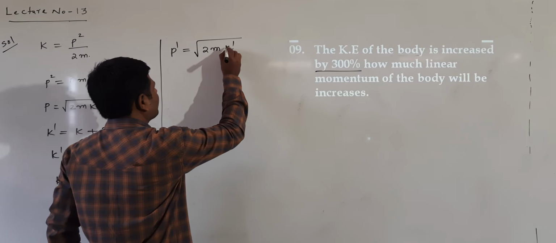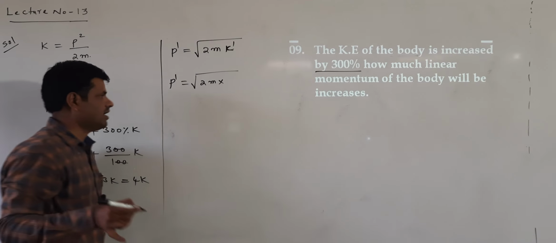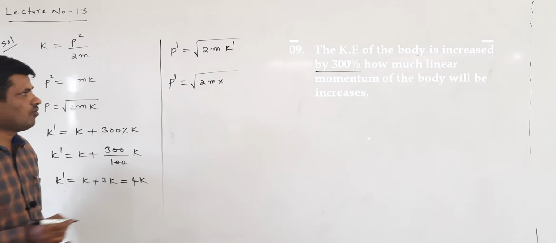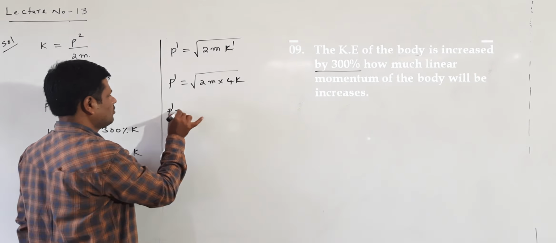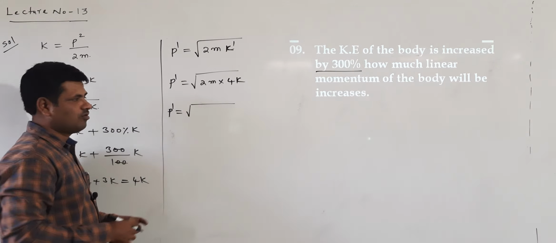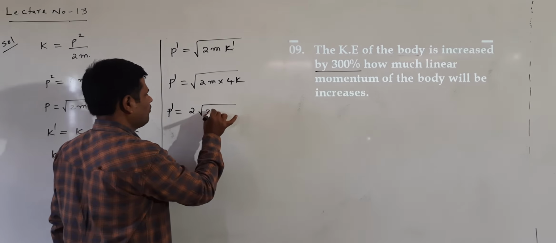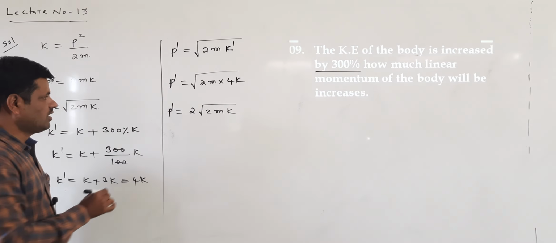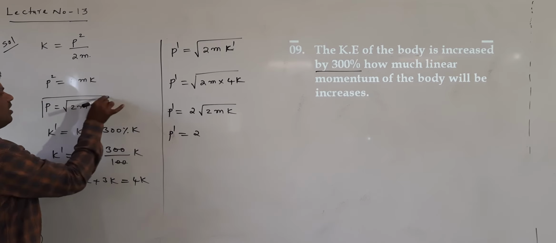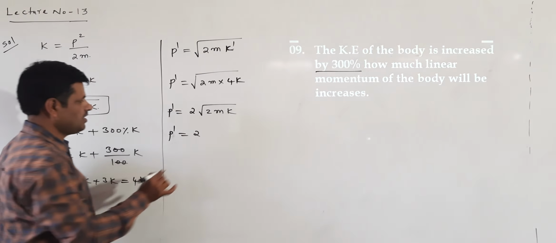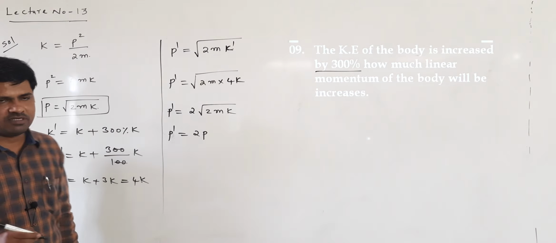Now P dash is equal to under root of 2m into K dash, and K dash is 4K. Taking 4 outside, root 4 is equal to 2. So we get 2 under root of 2mK. Under root of 2mK is P, which means P dash is equal to 2P. This is the final momentum, and the initial momentum is P.